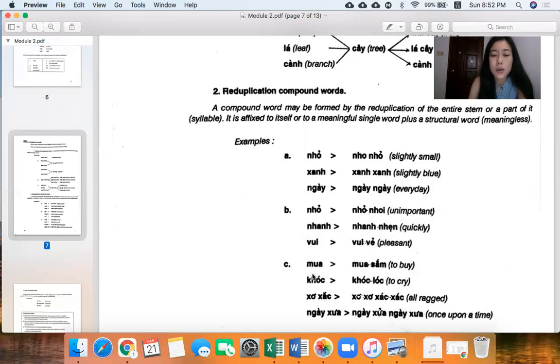C. Mua, mua sắm. Khóc, khóc lóc. Sơ xác, sơ sơ xác xác. Ngày xưa, ngày ngày xưa xưa.